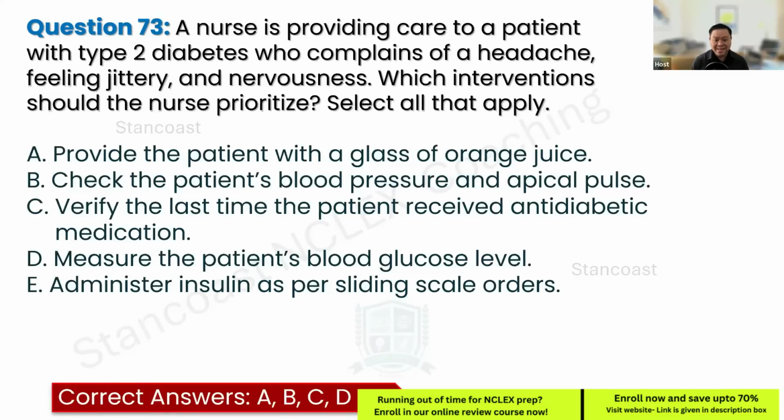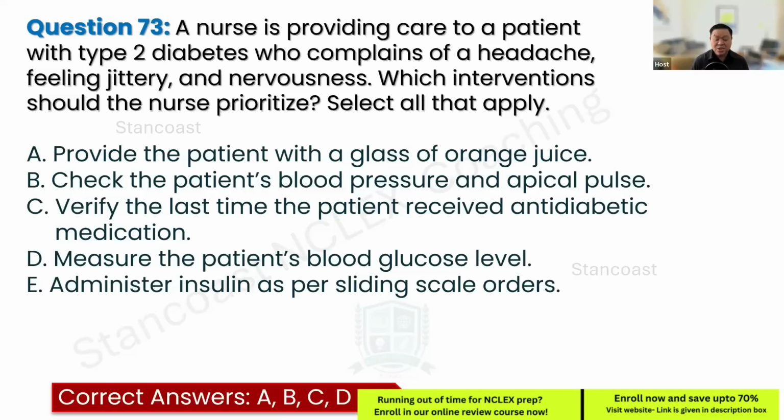Why letter A? Providing the patient orange juice can actually quickly raise their blood sugar levels if the patient is experiencing hypoglycemia. So this is a very critical intervention this time. Letter B is also correct. Checking the blood pressure and heart rate can give you a better understanding of the patient's condition, as we know that hypoglycemia can also impact their vital signs. And letter C, knowing the timing of the last anti-diabetic medication is also crucial in order for us to assess for possible hypoglycemia due to the medication effects.